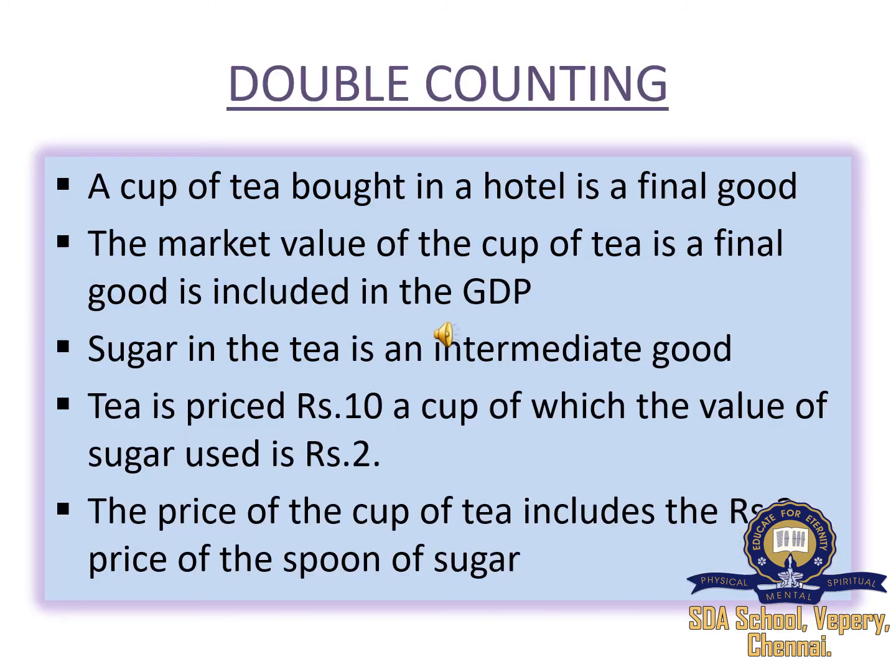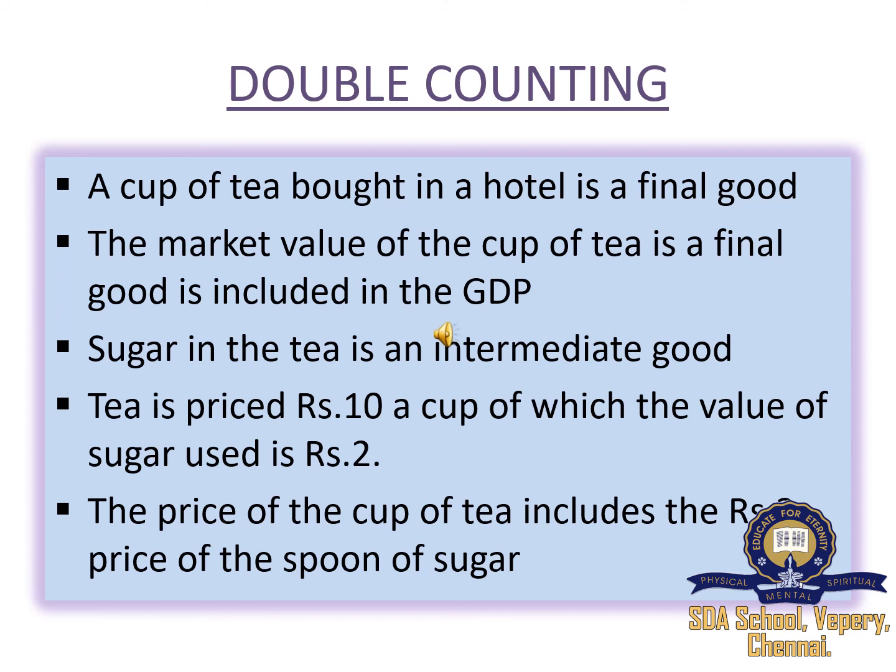Okay. Let's see what double counting is, with an example. A cup of tea bought in a hotel is a final good because it is consumed and does not form a part of producing something else. The market value of the cup of tea, being a final good, is included in the GDP.